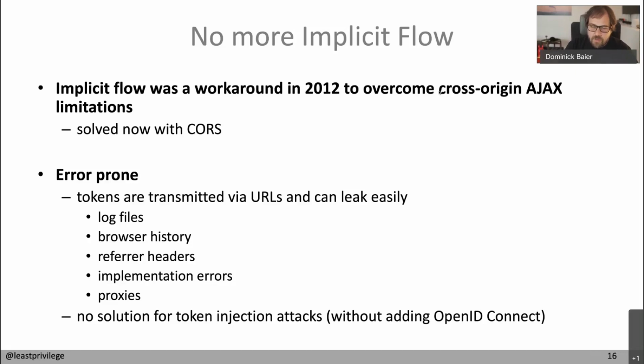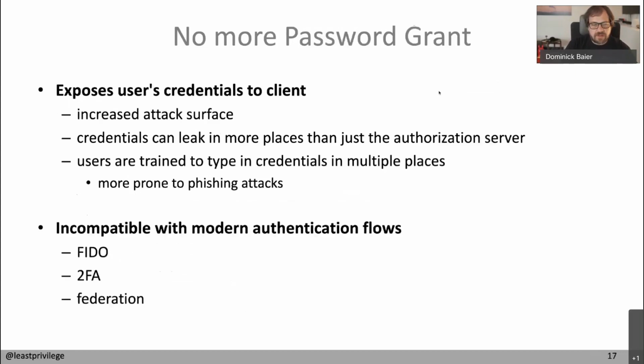Okay, while we are deprecating flows, the next one that is not recommended anymore at all is the password grant, right? The password grant is this flow in OAuth where you harvest the credentials of the user in the front end and then send them to the back end to get a token back. The main problem is that the user types in the credentials into the client application and not into the authentication server. Users should be educated to only type in their passwords in one place, which is the system that owns the account, right?